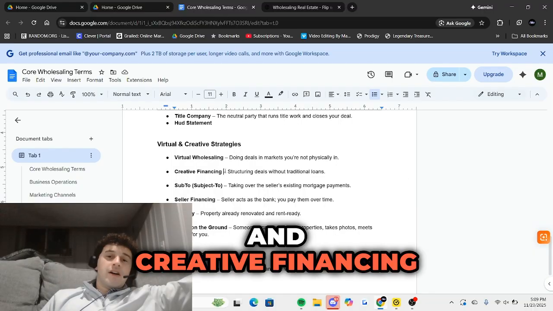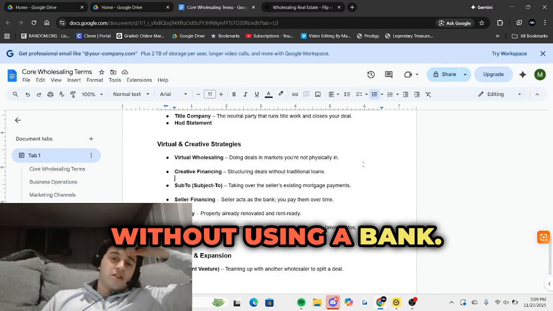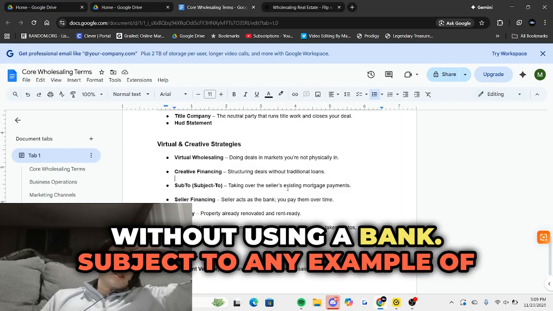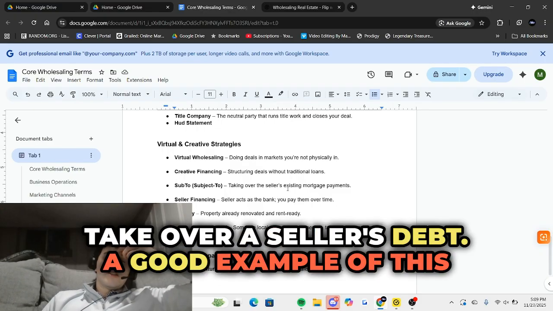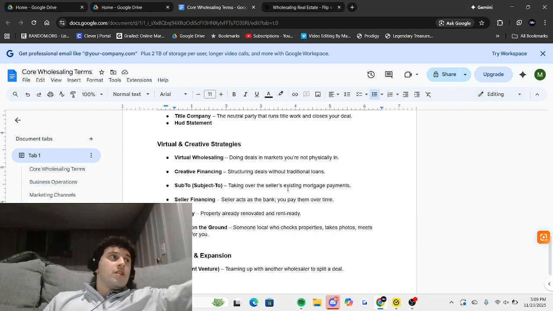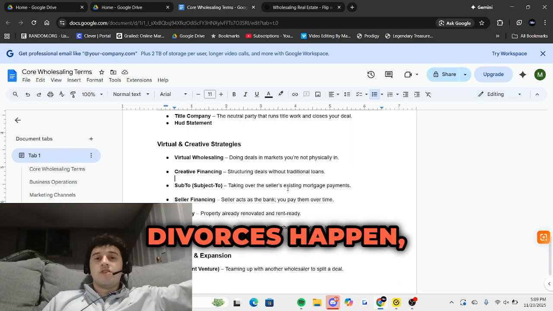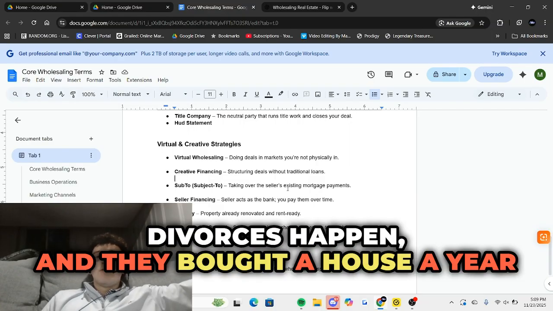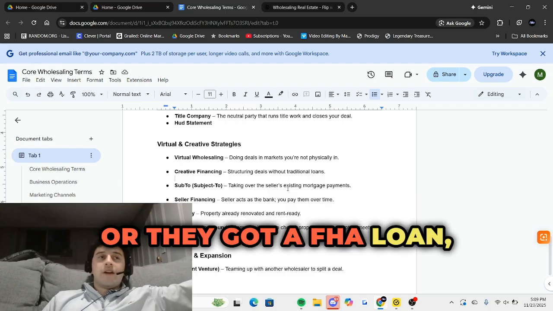And creative financing. So that's structuring deals without traditional loans, without using a bank. Subject to is an example of this. So this is when you basically take over a seller's debt. A good example of this is when a seller is going to have to bring money to the closing table to be able to close. A lot of times divorces happen, and they bought a house a year ago. They had to put money down, or they got an FHA loan and they only had to put a little bit of money down.